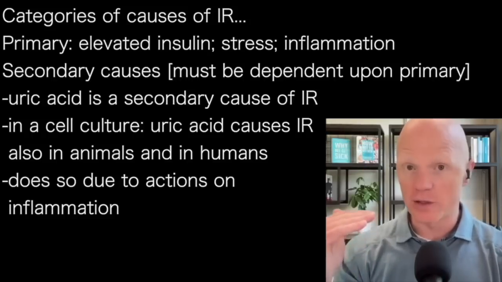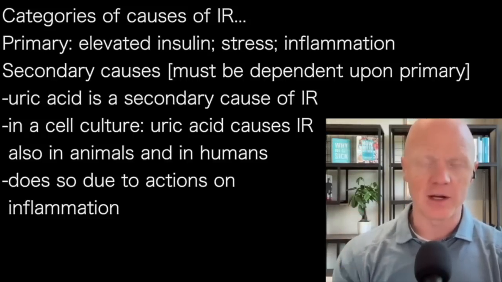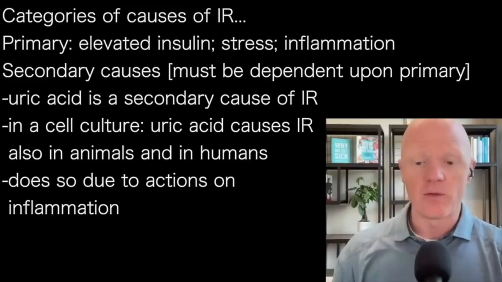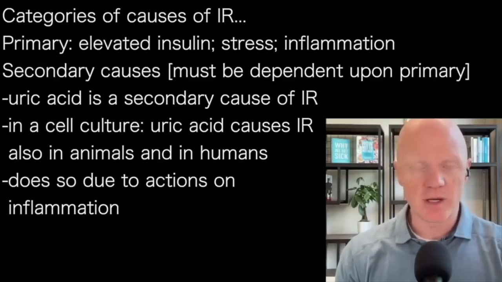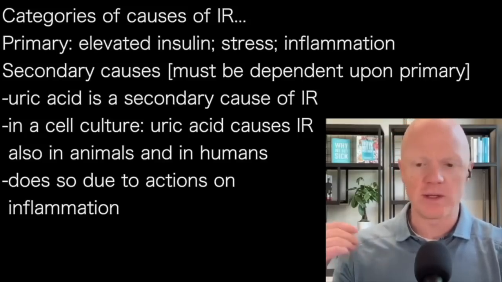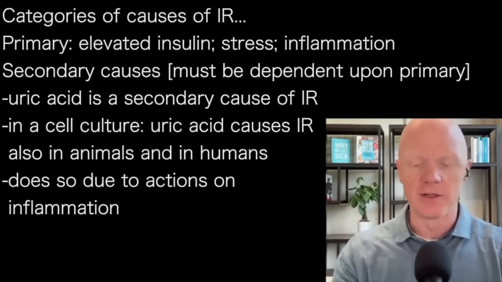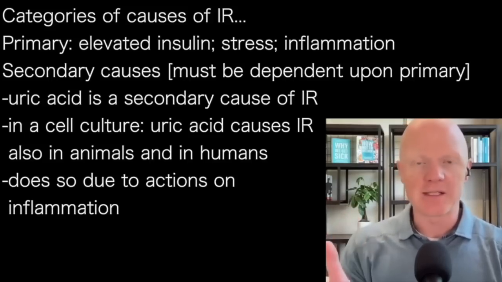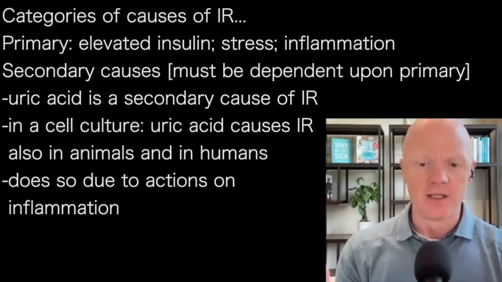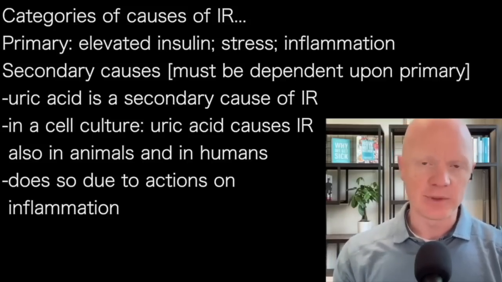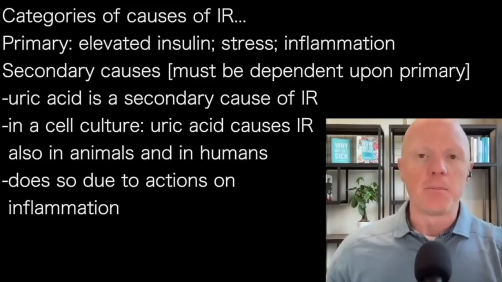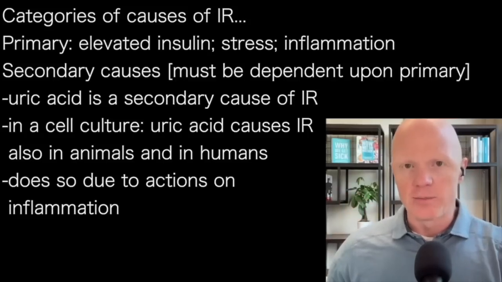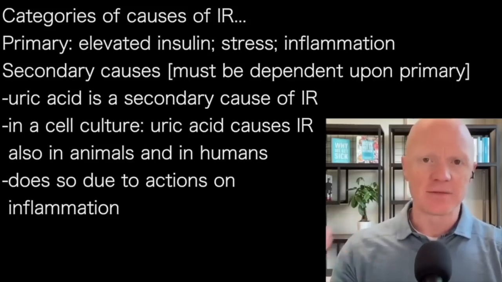And that's why I put uric acid as a secondary cause of insulin resistance. Now, there is an abundance of research showing that uric acid is capable of causing insulin resistance and does so in virtually every experimental model. Increased uric acid will make isolated cells in a cell culture become insulin resistant. Elevated uric acid will make the animal become insulin resistant and the human become insulin resistant. But it does so because of its actions on inflammation.